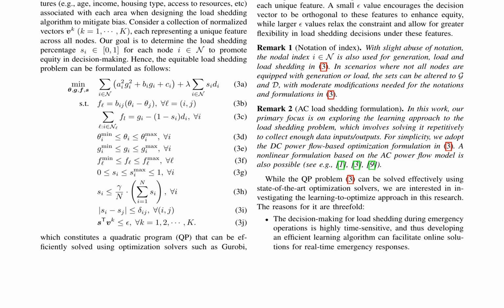The research explores a learning to optimize approach for this problem due to its potential for efficient online solutions during emergency operations. This novel methodology could revolutionize how power systems manage load shedding, leading to more equitable distribution and reduced costs.